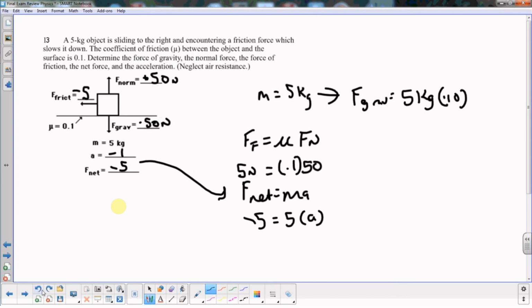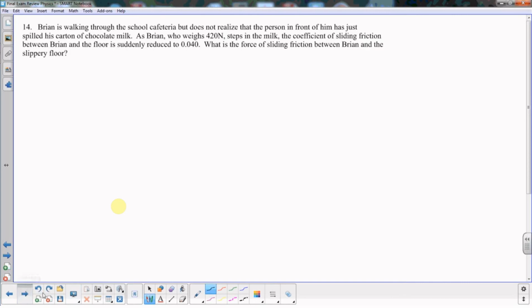Brian is walking through school cafeteria. These will actually go pretty quick, but he does not realize that the person in front of him just dropped his carton of chocolate milk. Oh no. Brian, who has a weight of 420 newtons. Let's draw Brian. He's got a weight of 420, which means he's got a normal force also of 420. So Fn equals Fg, or weight force.